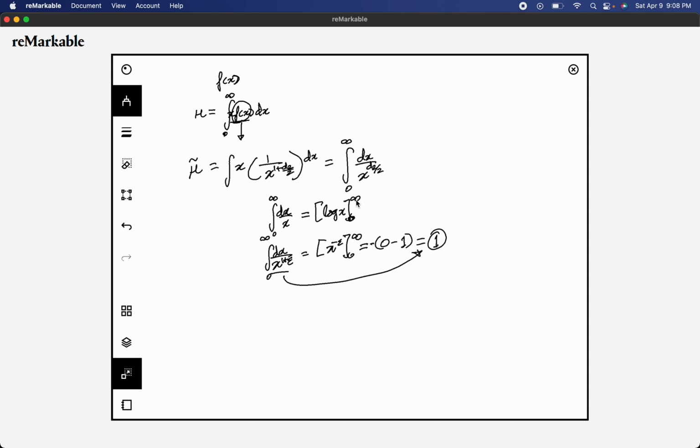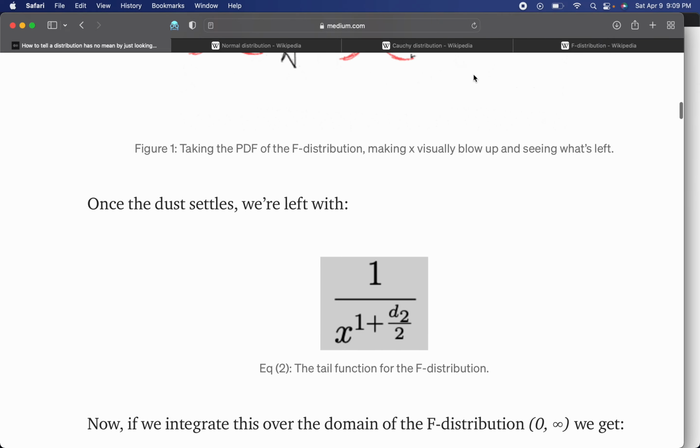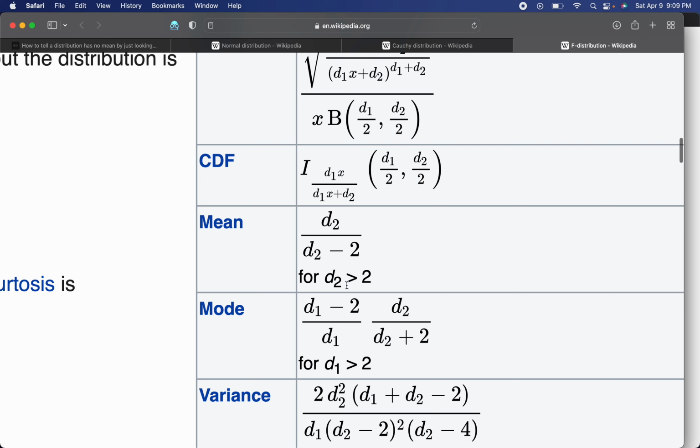So this integral over here converges only when the power is more than 1. When it's more than 1, you get into this scenario where it actually gives you something finite, and this implies that d2 by 2 is greater than 1, which implies d2 is greater than 2. And with that, you've reached the conclusion for the F distribution. The mean only exists when d2 is more than 2.